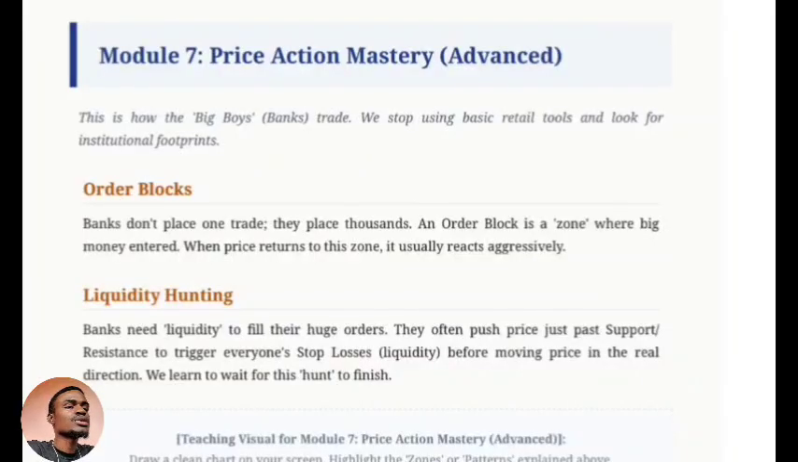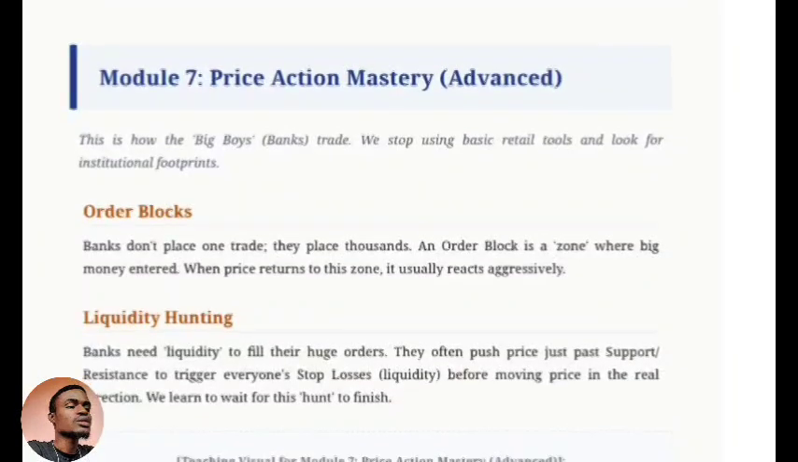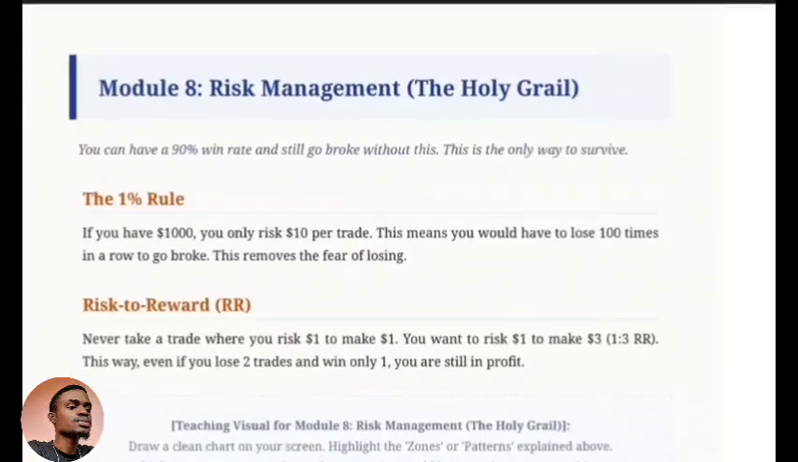So let me further talk about liquidity hunting. Banks need liquidity to fill their huge orders. They often push price just past support or resistance to trigger everyone's stop losses, and those stop losses are regarded as the liquidity in the market, before moving price in the real direction. So you just have to learn to wait for this hunt to finish. If not, you get stopped out of the market as well.